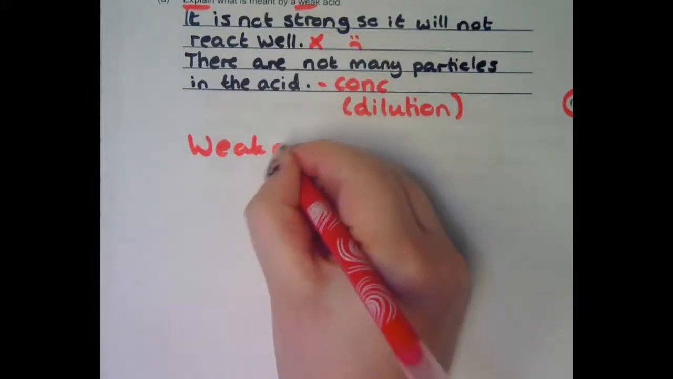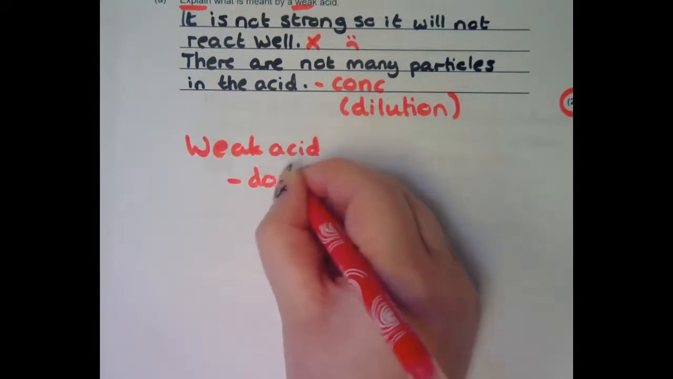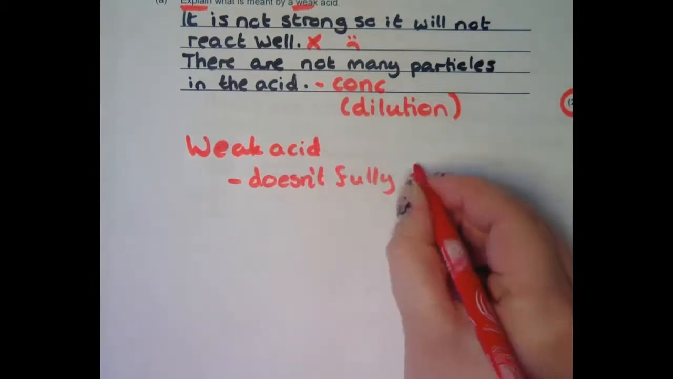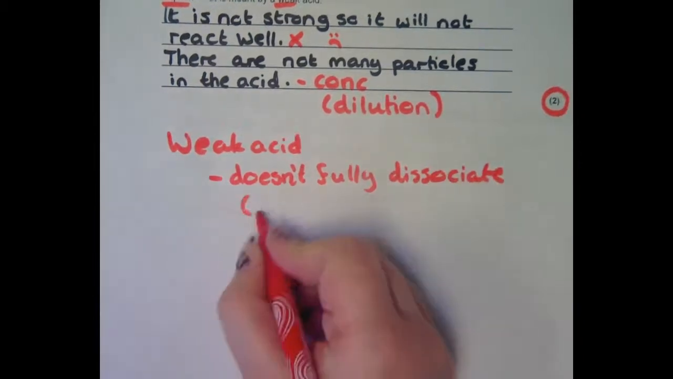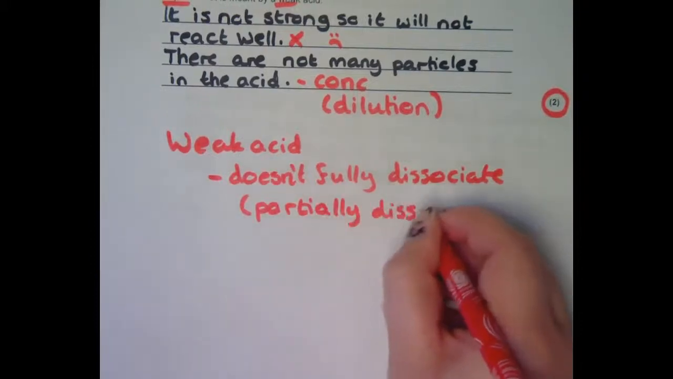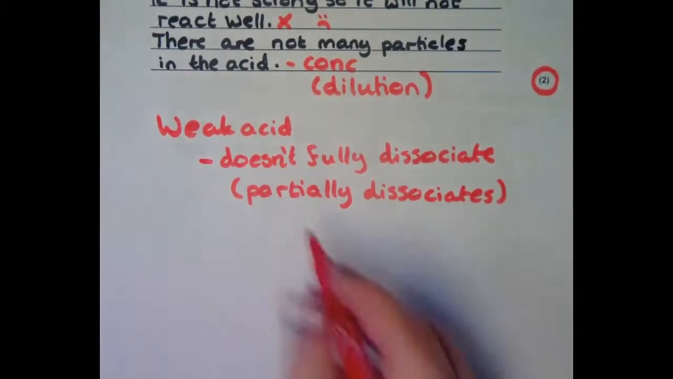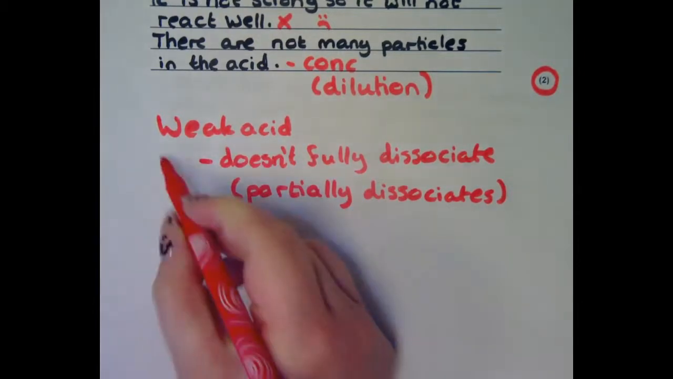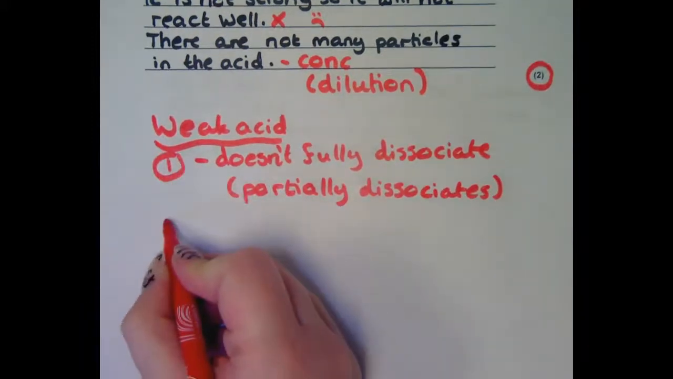A weak acid does not fully dissociate in an aqueous solution. You could put that it doesn't fully dissociate, or you could say that it only partially dissociates in an aqueous solution. So that's the definition of what a weak acid is. So that would only probably get us 1 mark, and we are after a total of 2 marks.